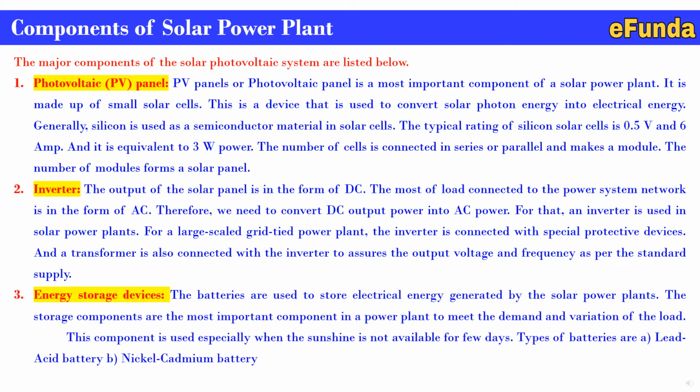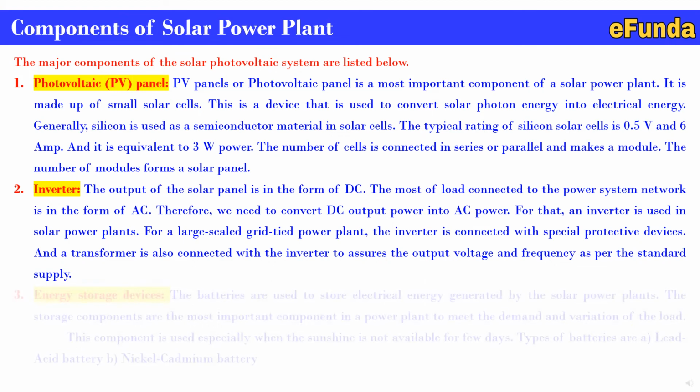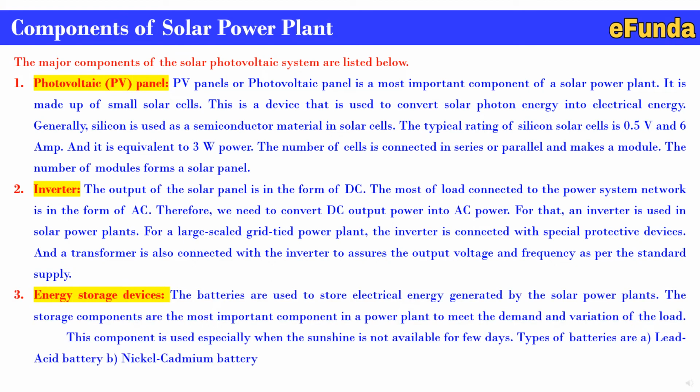Third, energy storage devices. The batteries are used to store electrical energy generated by the solar power plant. The storage components are the most important components in a power plant to meet the demand and the variation of the load. This component is used especially when the sunshine is not available for a few days.